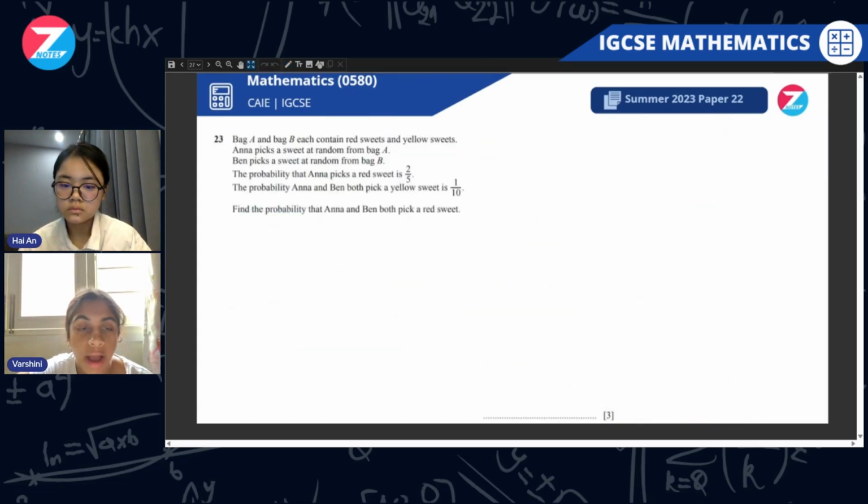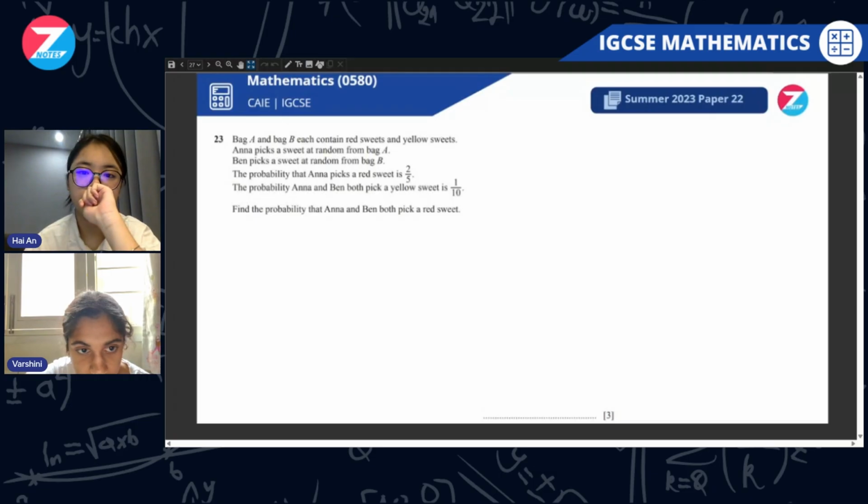Okay, for our next question, bag A and bag B each contain red sweets and yellow sweets, and Anna picks a sweet at random from bag A, and Ben picks a sweet at random from bag B. The probability that Anna picks a red sweet is 2 by 5, and the probability that Anna and Ben both pick a yellow sweet is 1 by 10. And they want us to find the probability that Anna and Ben both pick a red sweet.